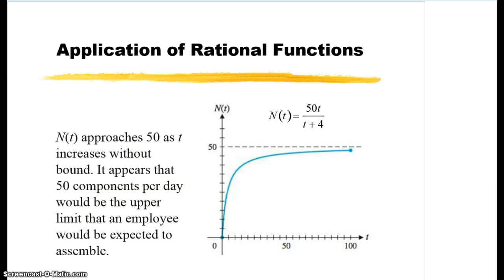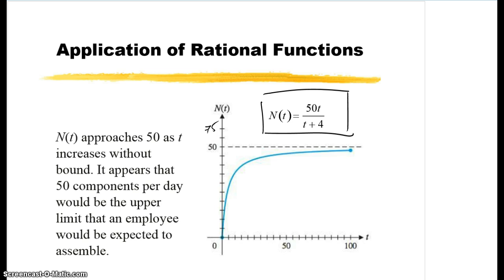Putting it all together, here's what the graph looks like. You could graph this with a graphing calculator as well to verify. Use the window between 0 and 100 and 0 to 75. That's a good window to see it. And you will notice that N(t) approaches 50 as t increases without bound.